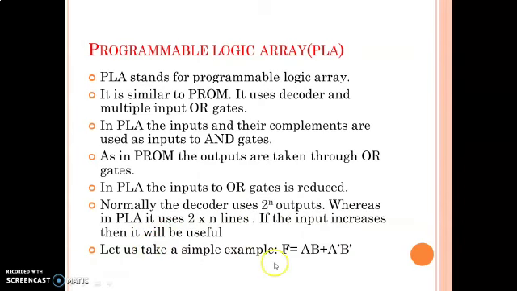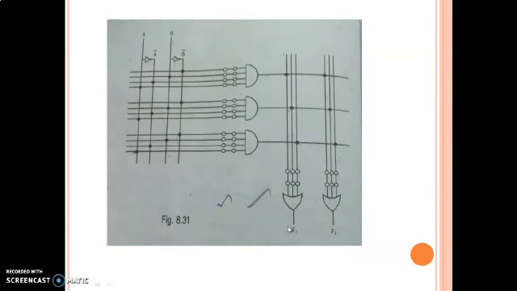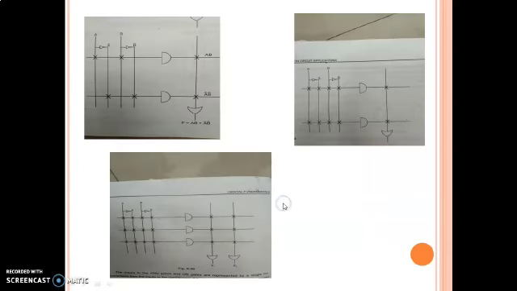Let us take a simple example for the expression f equal to ab plus a bar b bar. Here you can see the input lines and the complements are taken out. So all the input lines are connected to individual AND gates, and the output lines of the AND gates are given to an OR gate. So this is the diagram.